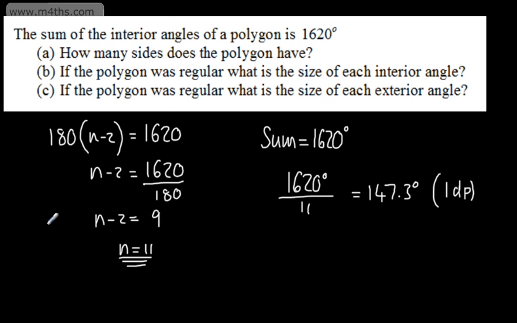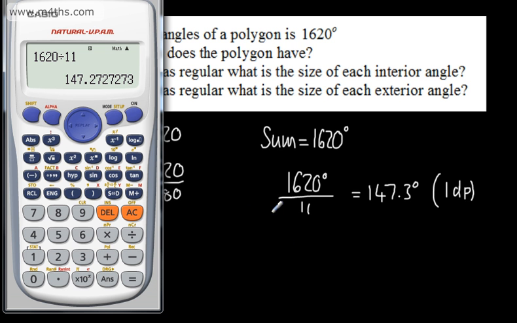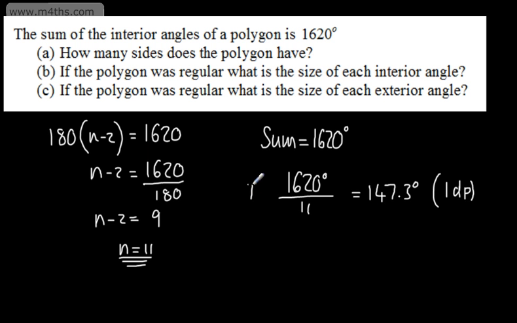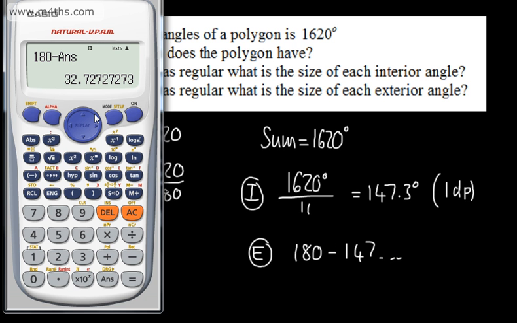Well, we've got 2 different choices. We can either do this from 180, so 180 minus this answer, which is going to give me the 32.7, so the exterior. Remember, this is 1 interior, 1 exterior is going to give me 180, and I could write that it's 180 minus the 147 point dot dot dot. And we can see now that to 1 decimal place, that gives us 32.7.